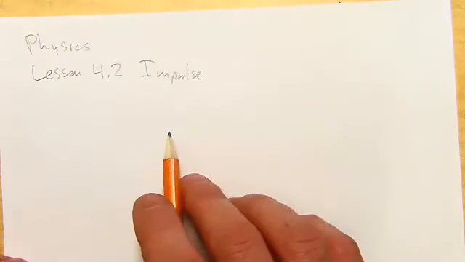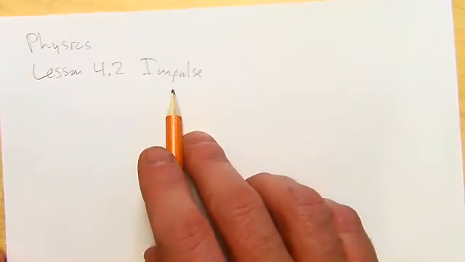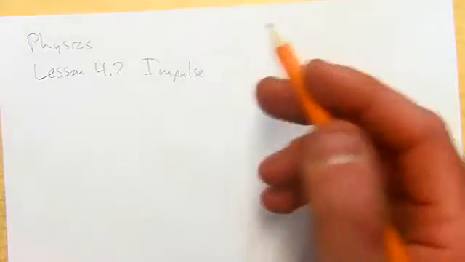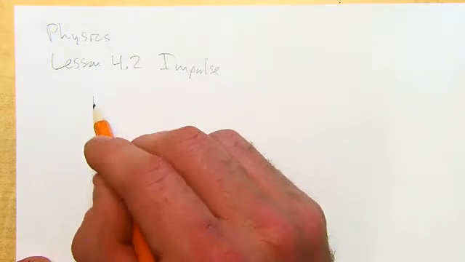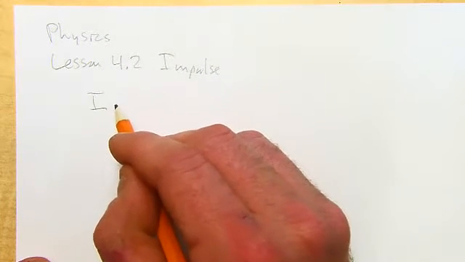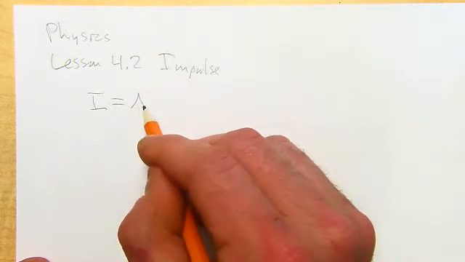Okay, lesson 4.2 here is on impulse. It's related to momentum. It's kind of just a step further. A little confusing compared to momentum, but I think once you get your head around it, not too bad. Okay, so impulse, I, is actually just a change in momentum.